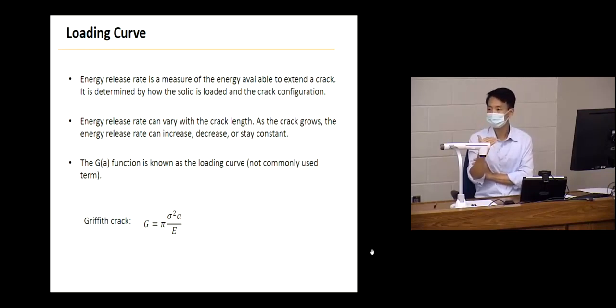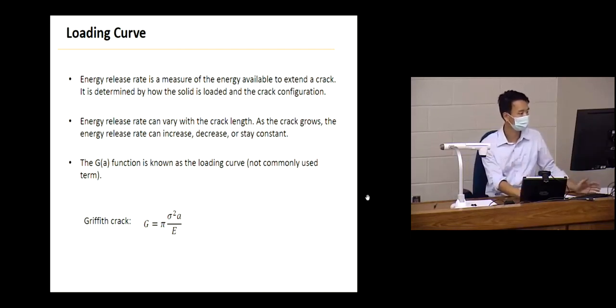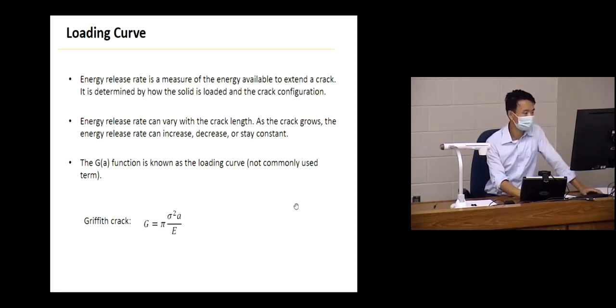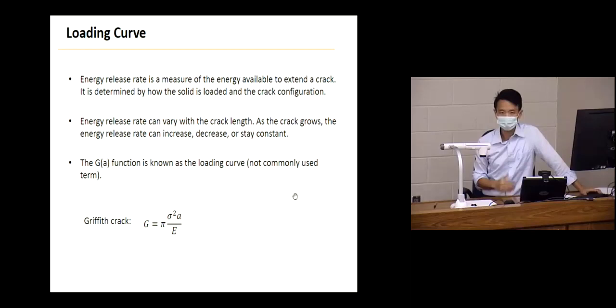But if G decreases as the crack grows, that means the situation is better. There's less energy to push the crack. Or there's a neutral situation where G stays the same. So it can vary with length, and it depends on how the material is loaded. Anyways, we can describe G as a function of a. It's not a constant, right? G can depend on crack length, and the function of G with respect to a, we call the loading curve.